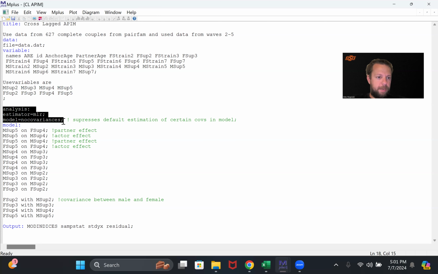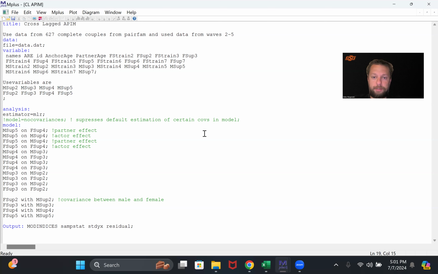In the analysis command, we don't need that here. It won't harm our model based on the model that we're presenting, but it will be important in a future model that I had just mentioned, when we are looking at the random intercept cross-lagged actor-partner interdependence model. We will want this in there, but that can be taken out.